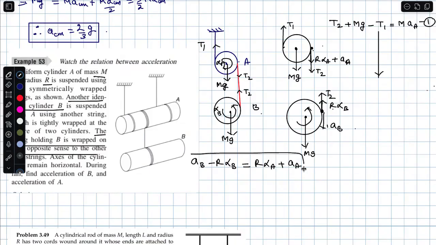This is the constraint relation. Now, please confirm, have you understood the second equation? Yes or no? Next.